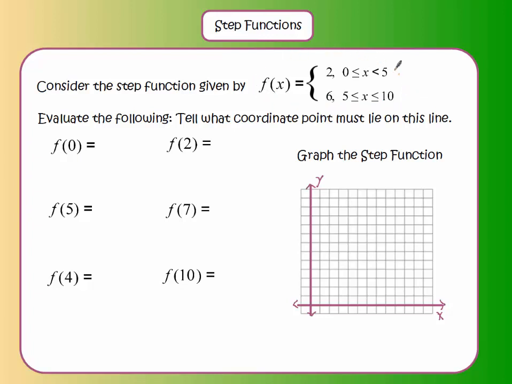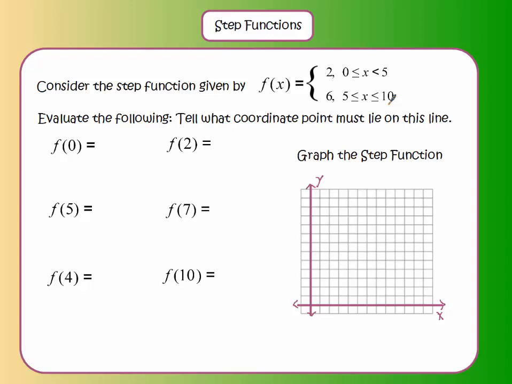So here's the two pieces that we have. The way you read this is, the function f of x equals 2 when I put in the numbers from 0 all the way up to, but not including, 5. It also says f of x equals 6 when I put in a value from 5 all the way up to and including 10. So there's really only going to be two outcomes, two y values, for all of the x values from 0 to 10.